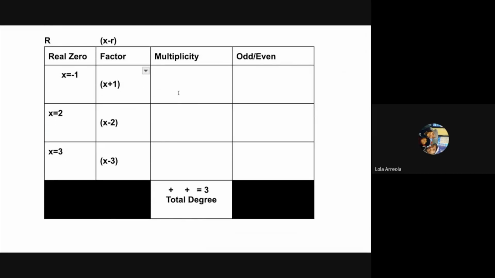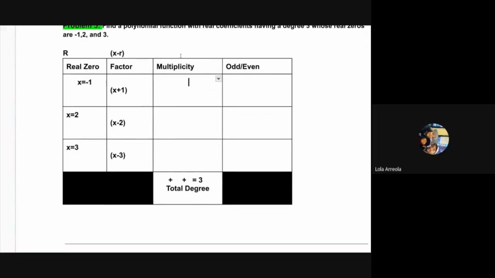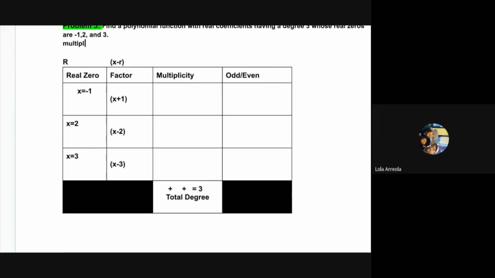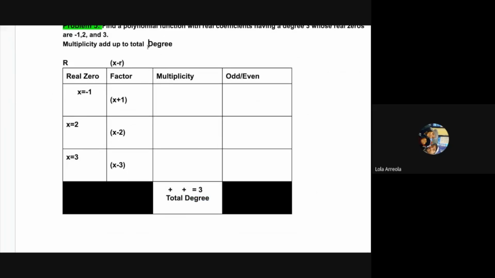Well, I don't know the multiplicity exactly, but I do know the total degree is 3. So another thing I know about multiplicity is that the multiplicities add up to the total degree. So I'm going to write that right here: multiplicities add up to the total degree. Okay, so if I know the degree is 3, each of these boxes somehow has to add up to 3. So the only possible way that the multiplicities add up to 3 is if each box is 1, 1, 1. Make sense? So if I have 3 zeros, that's the only way they're going to add up.